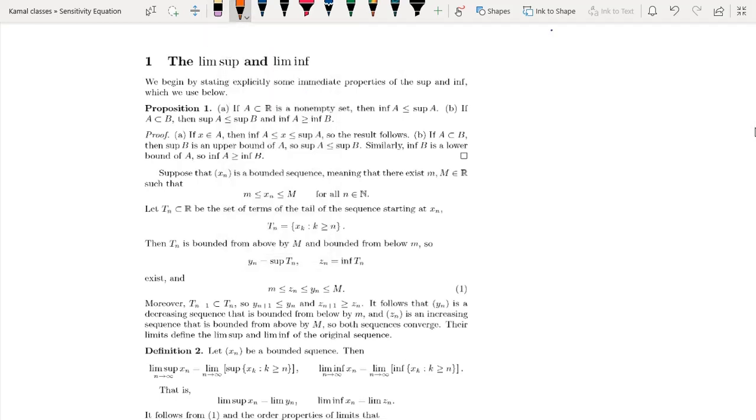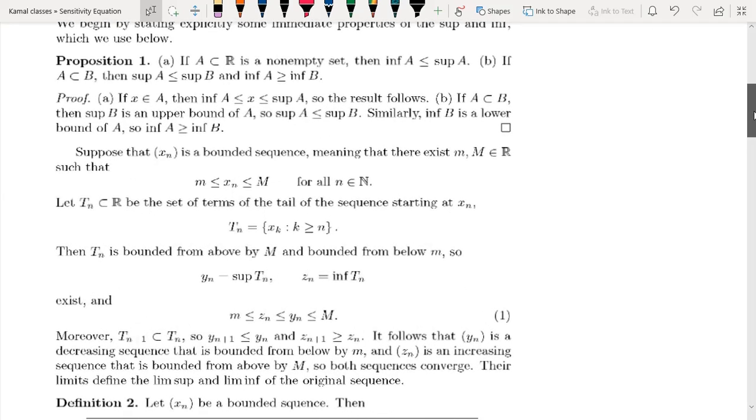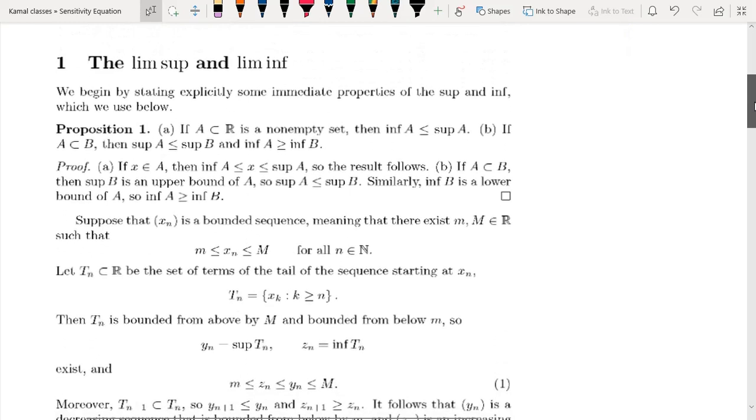Before understanding this terminology, we are going to understand something. You can see this proposition. Is it visible to everyone, or should I increase the font? Sir, increase. Okay, I will try to increase it. Is it okay now?